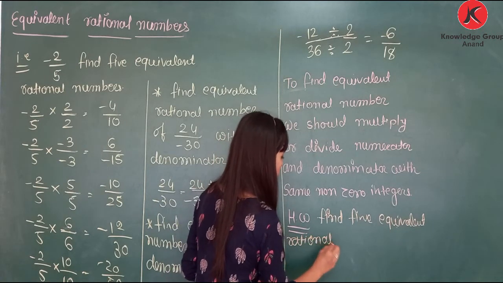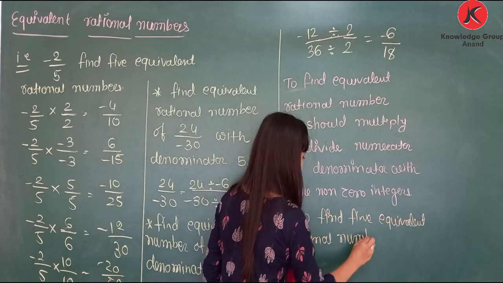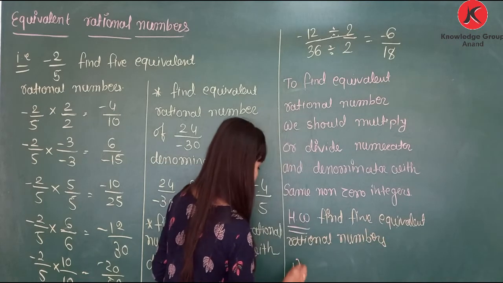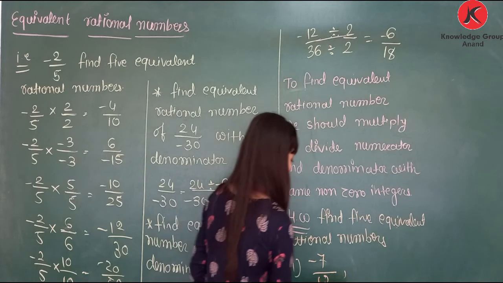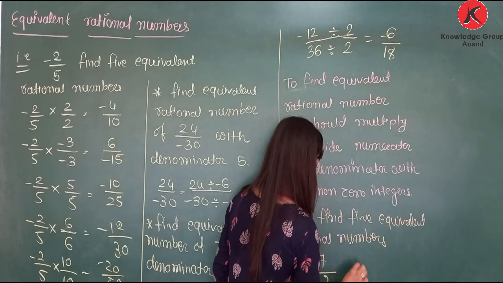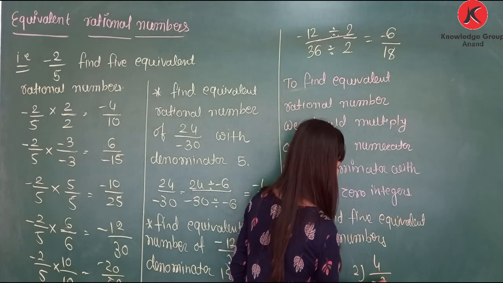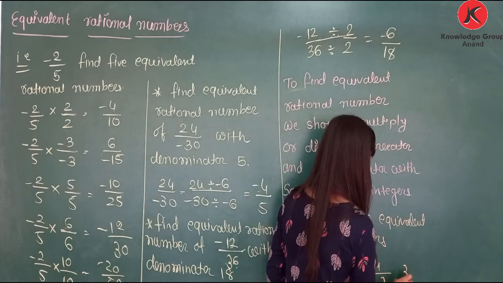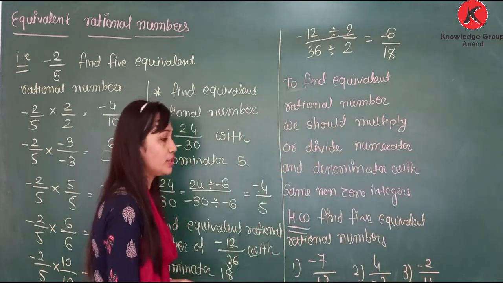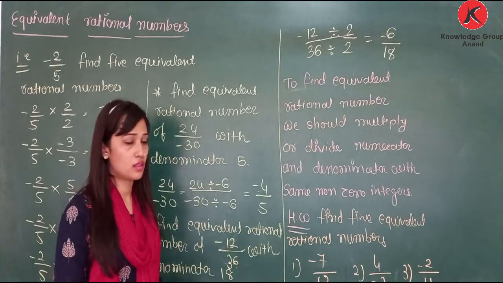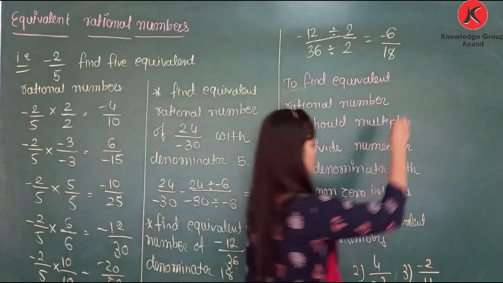Find the equivalent rational numbers of the following. First, minus 7 by 13. Second, 4 by minus 3. Third, minus 2 by 11. So these are the 3 rational numbers, and for each you need to find 5 equivalent rational numbers.